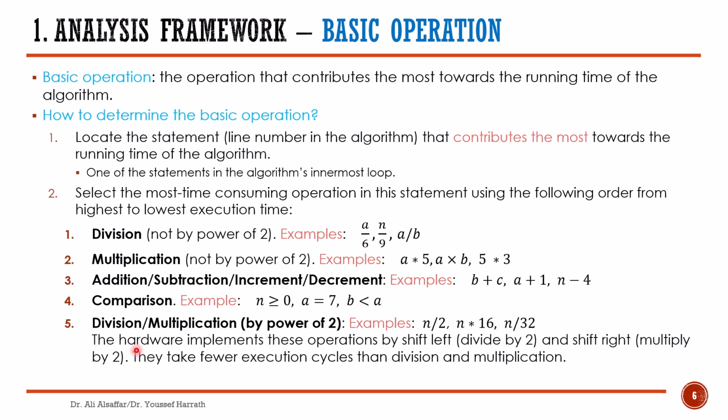The hardware implements these operations by shifting 1 bit right for divide by 2 and shifting 1 bit left for multiplying by 2. They take fewer execution cycles than division and multiplication.